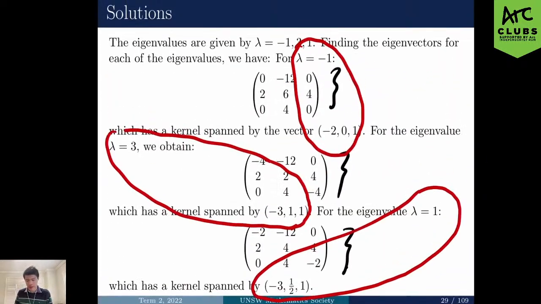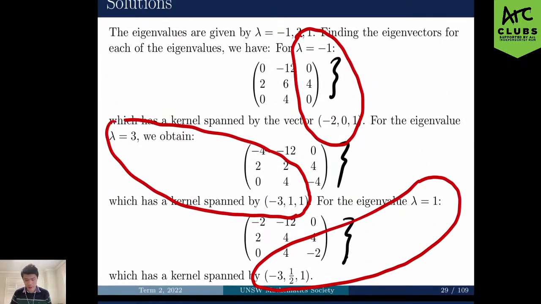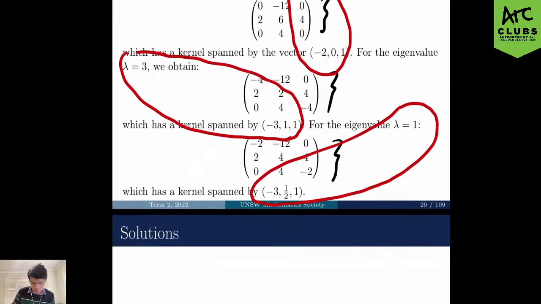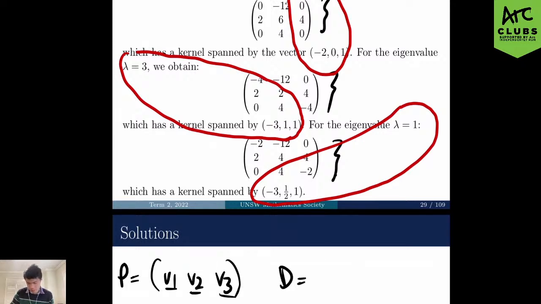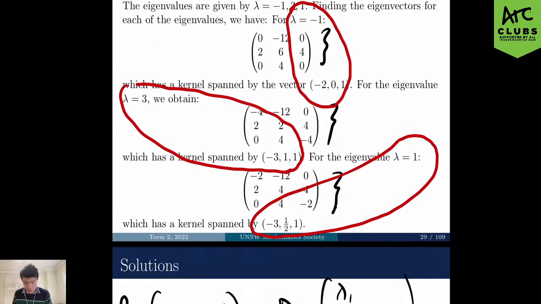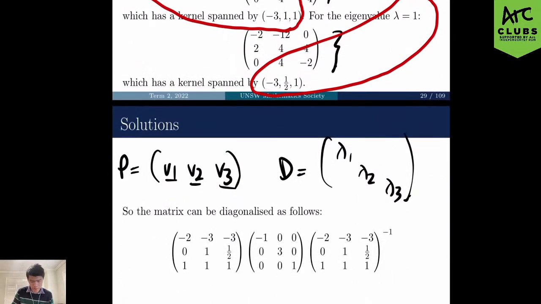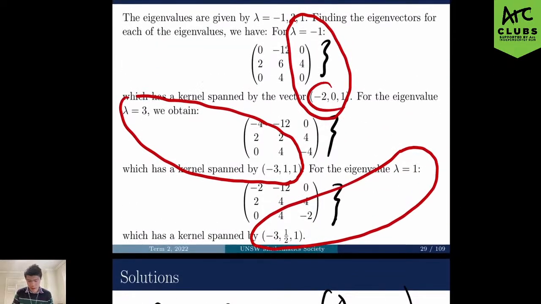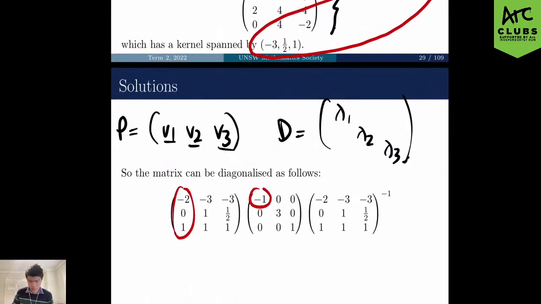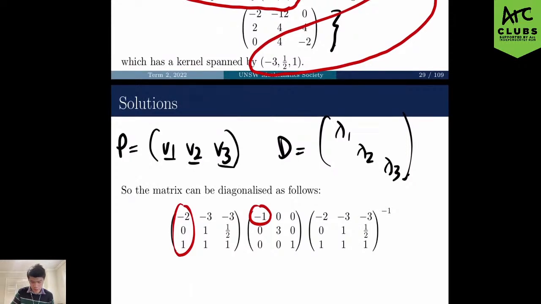All we have to do then is, as I said before, the diagonalization is as simple as doing this. Eigenvectors, eigenvalues. So in this example, what we've done is we've taken the first eigenvector and put it next to the second. Okay. Then we do the second eigenvalue, 3, then the third one.